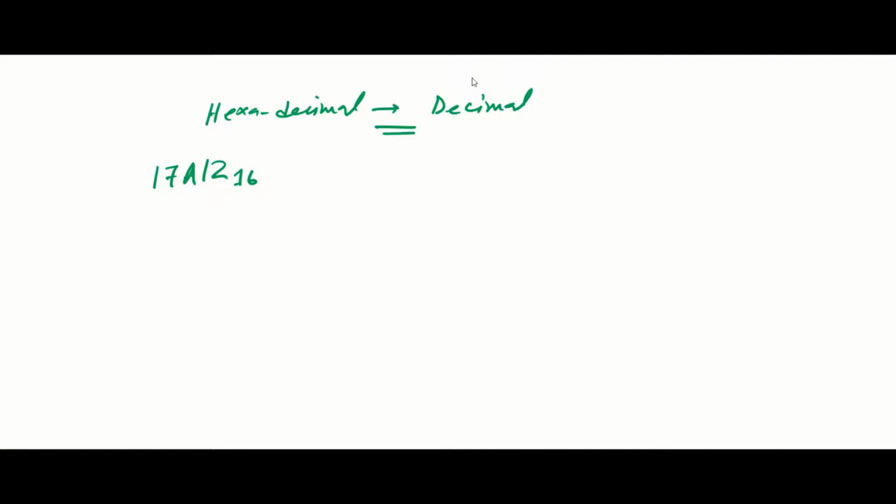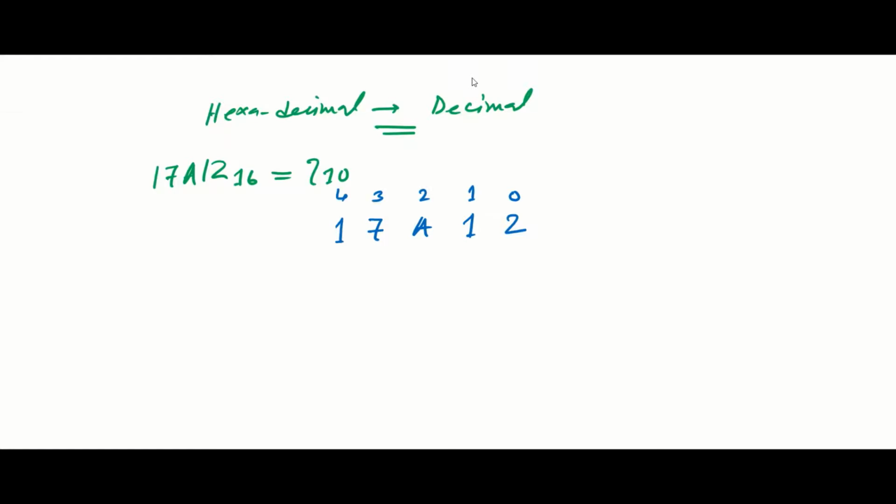So what do we want? We want the equivalent decimal number. So the method is very straightforward. What we need to do? We need to make it 16 to the power something. Correct. So let's make some space between the digits: 1, 7, A, 1, 2. So here are their positions: 0, 1, 2, 3, and 4.